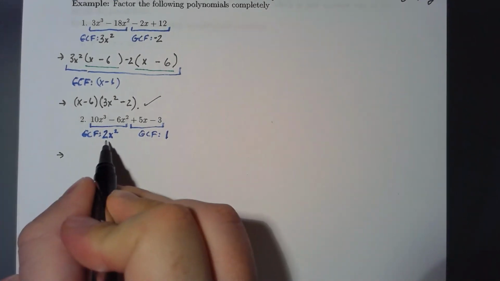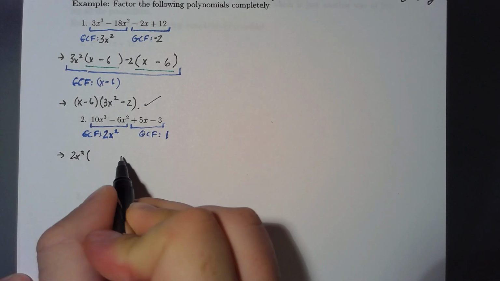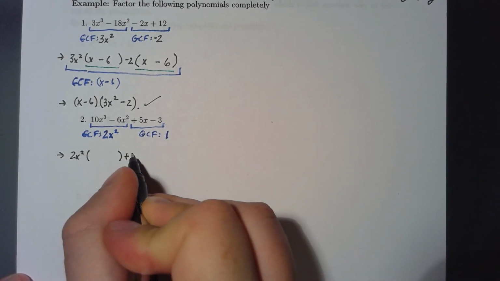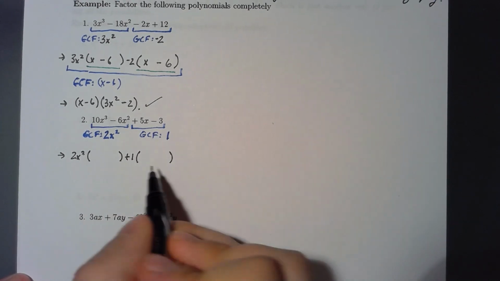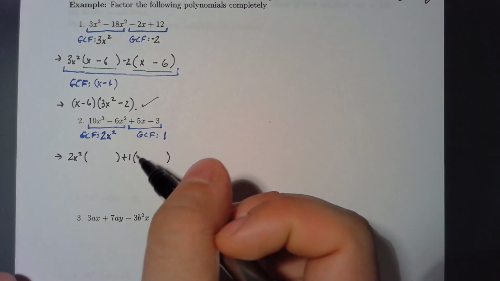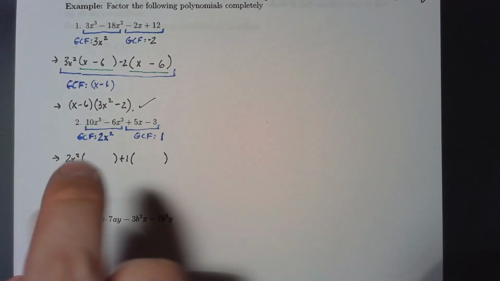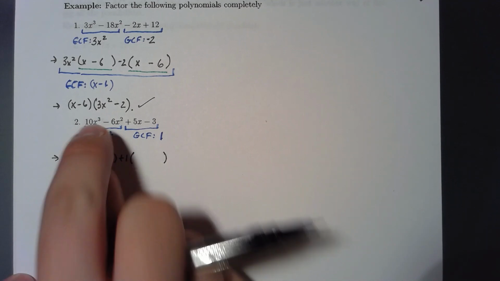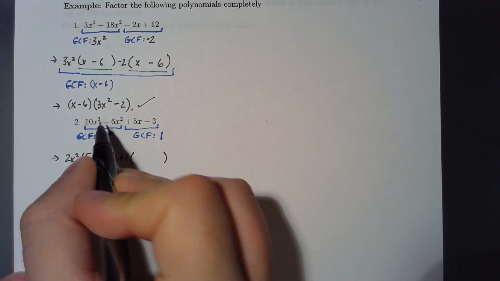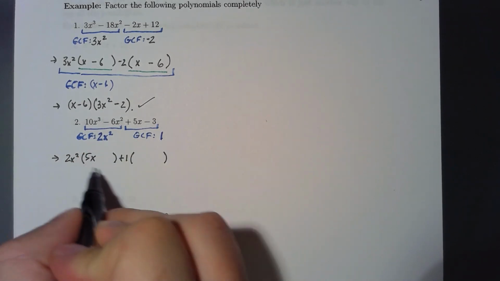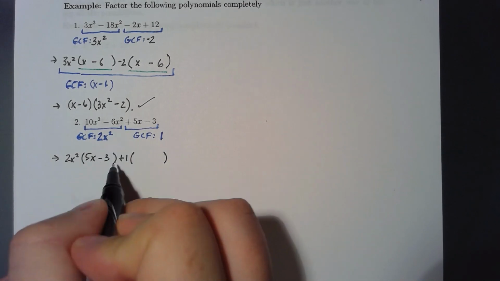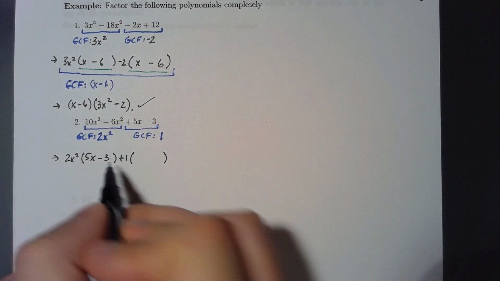So I'm going to factor the 2x squared out of the first group, and then I have a 1 here, so I'm going to have plus 1 times the second group. Now I don't have to write that 1 here, but you'll see what I mean. When I factor this out of 10x cubed, what's left over? Well, 2 out of 10 is 5, and x squared out of x cubed is x. 2 out of minus 6 is minus 3, and x squared out of x squared is 1. So I have 5x minus 3 now.